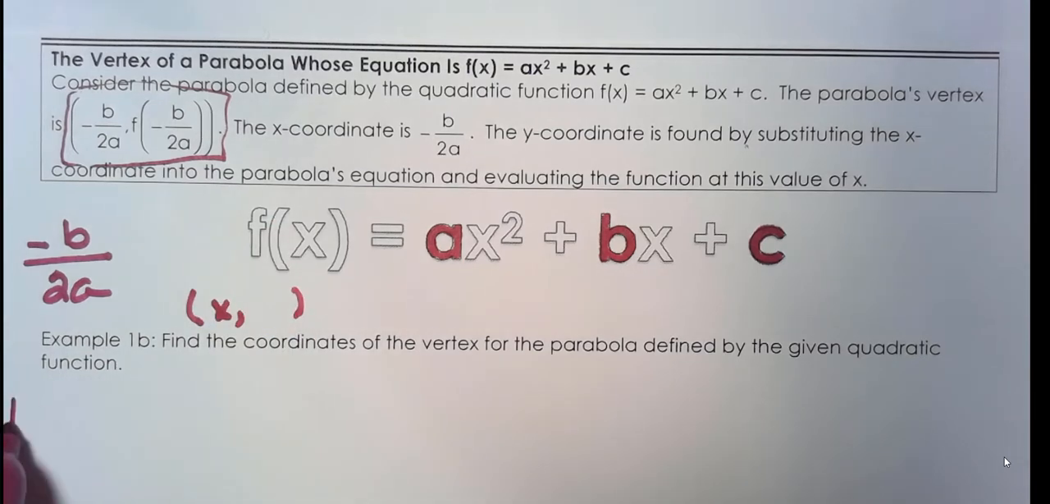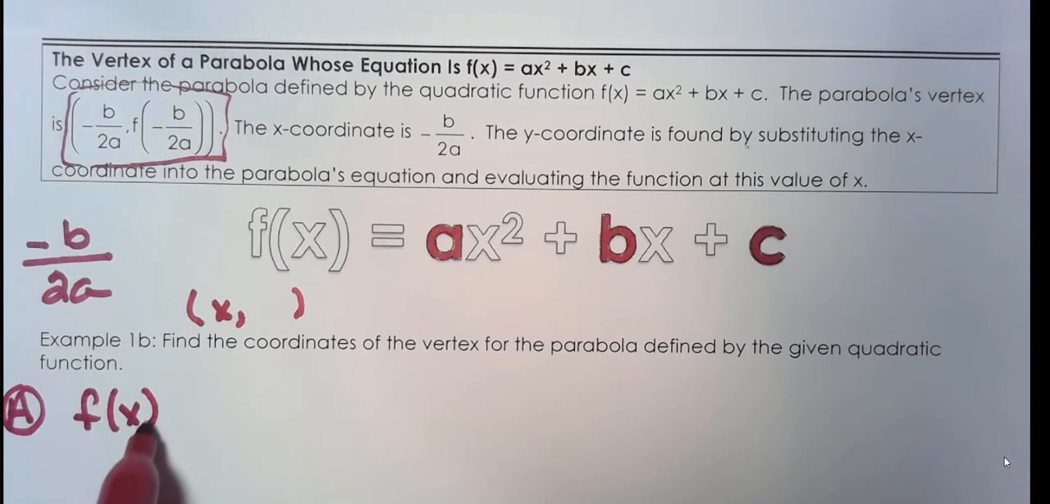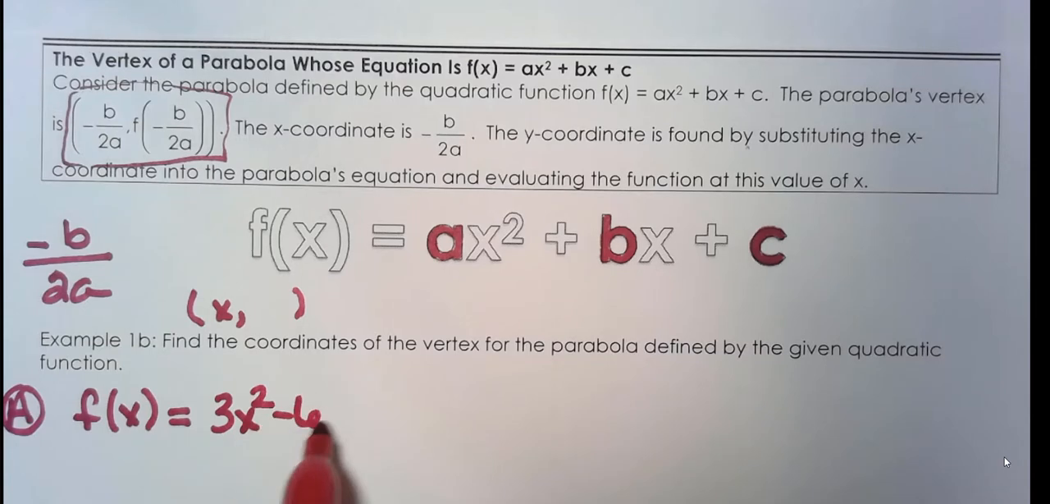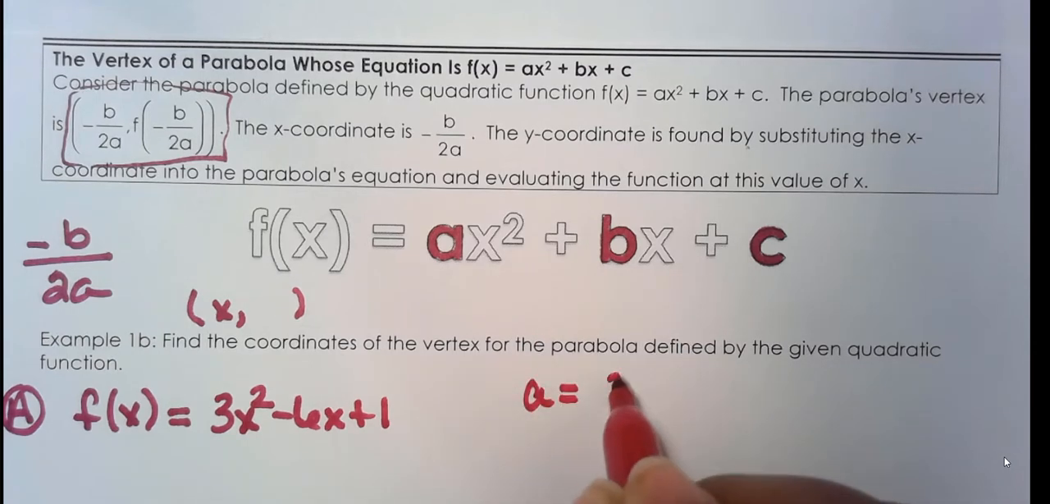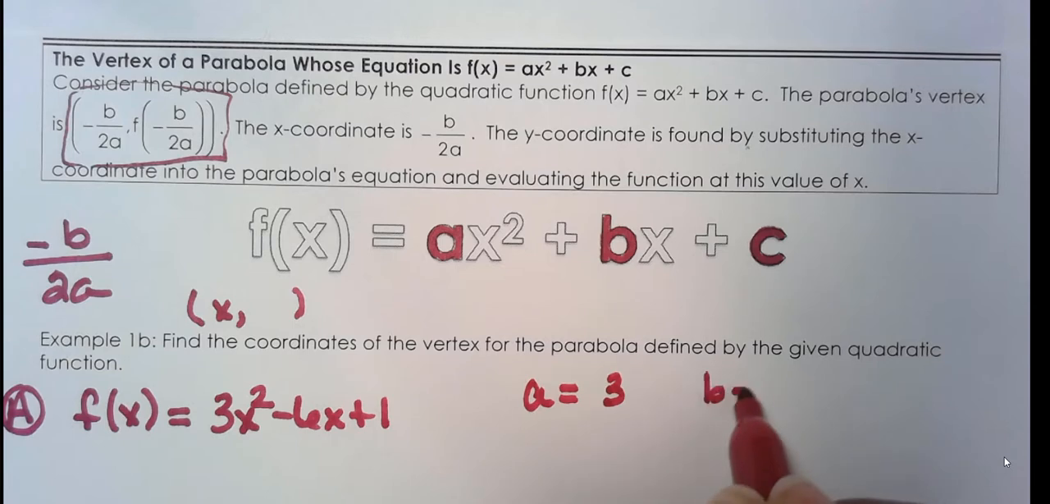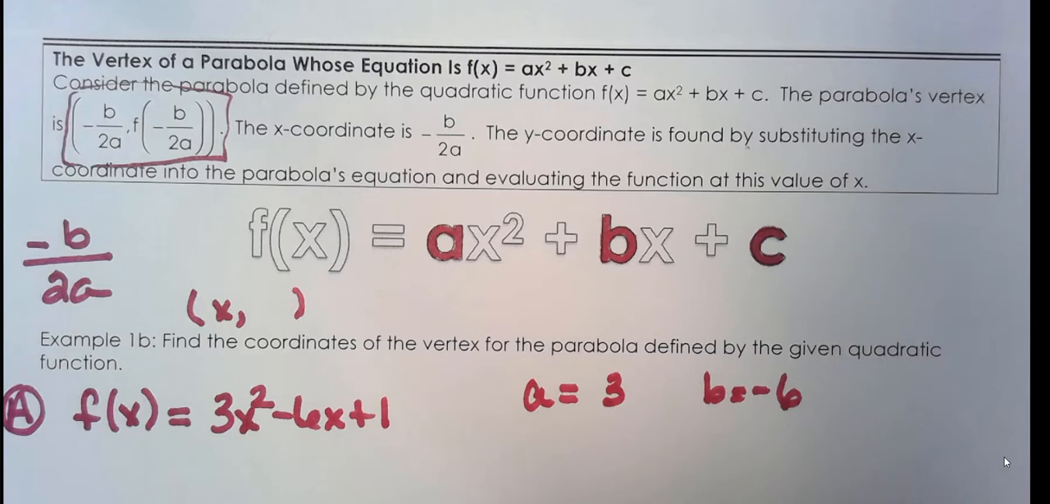So here we have an example. We have f of x is equal to 3x squared minus 6x plus 1. All we need to do right now is identify our a and b, where our a is 3 and our b is negative 6. We just need to identify those two coefficients because we're going to be using negative b over 2a to find the vertex.